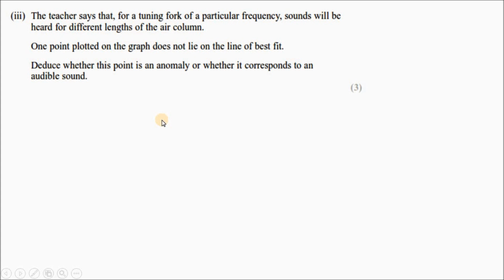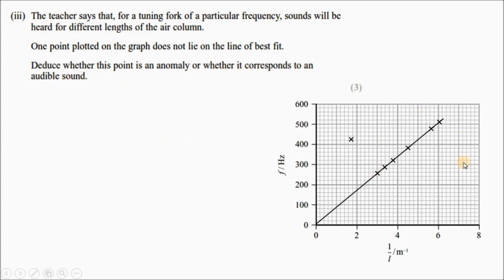The teacher says that for a tuning fork of a particular frequency, sound will be heard for different lengths of the air column. One point plotted on the graph does not lie on the line of best fit. Deduce whether this point is an anomaly or whether it corresponds to an audible sound. So if you see the graph, they are talking about this point, and we need to check whether it is some kind of anomalous reading, or whether it is producing a second sound.